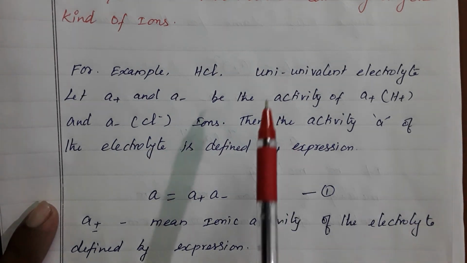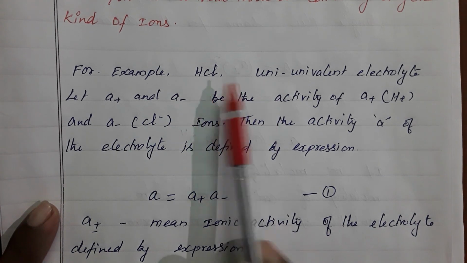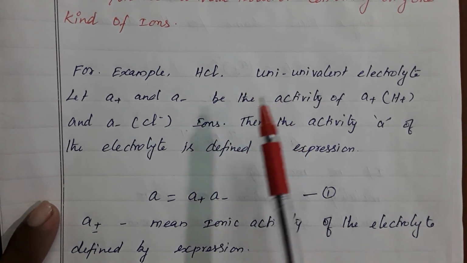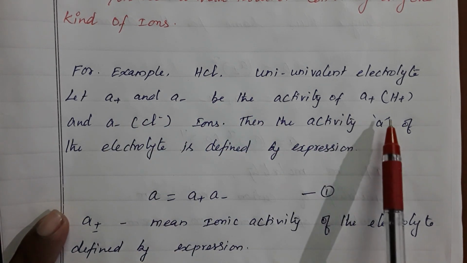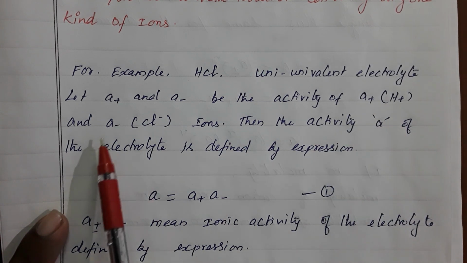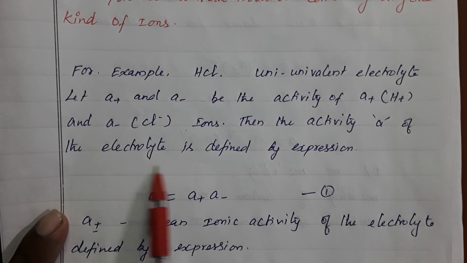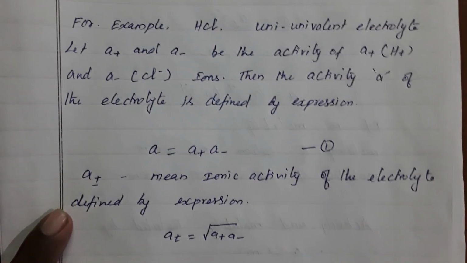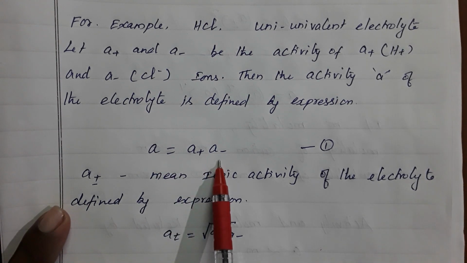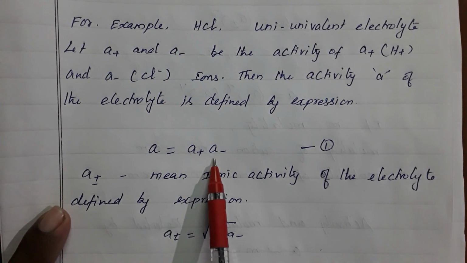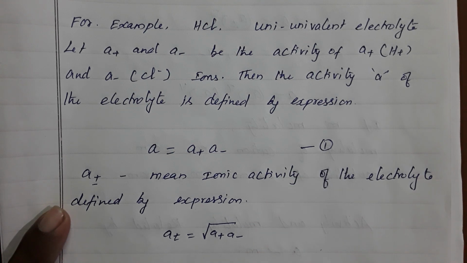For example, if you take HCl, a univalent electrolyte, it gives H plus and Cl minus, both carrying single charges. Let a plus and a minus be the activities, a plus for H plus and a minus for Cl minus. Then the activity a of the electrolyte is defined by the expression: a is equal to a plus times a minus. This is equation 1, the activity of the ions.